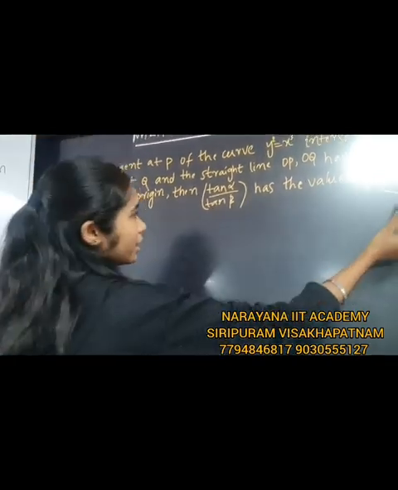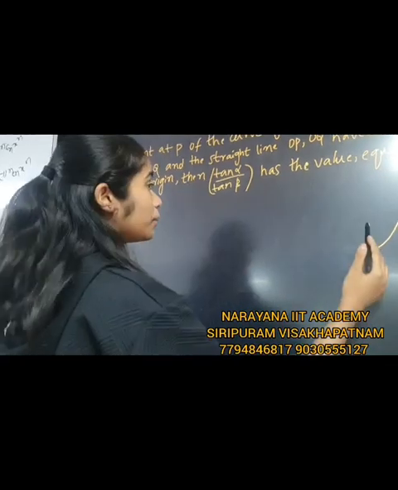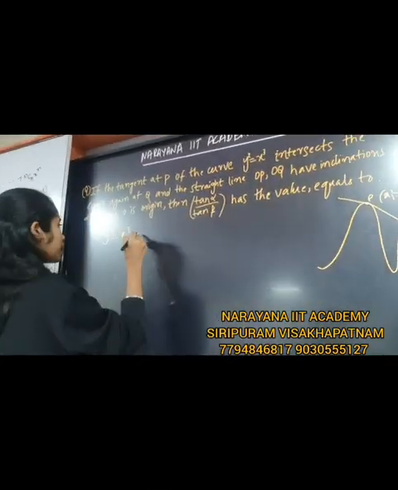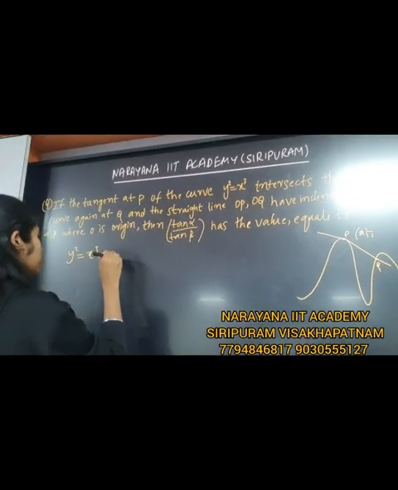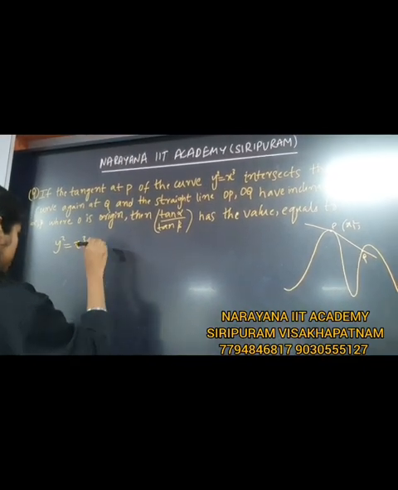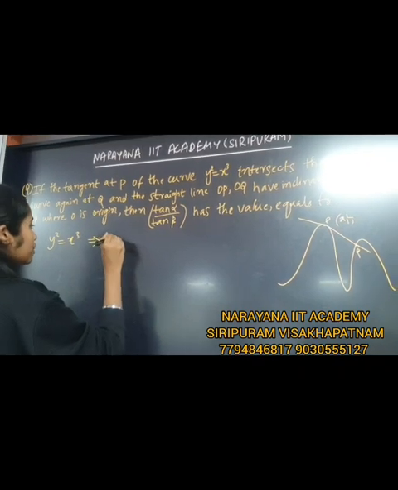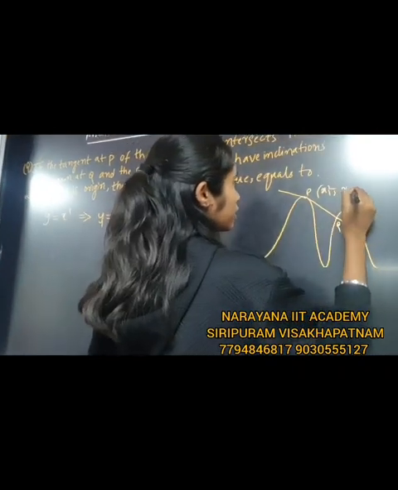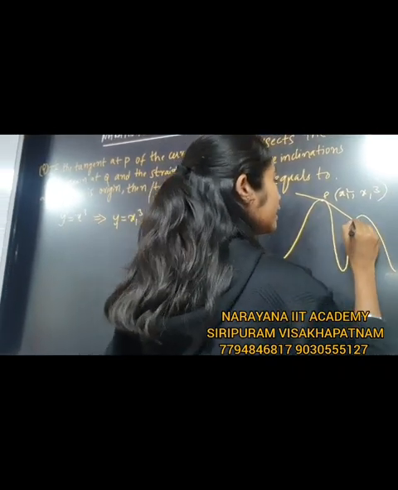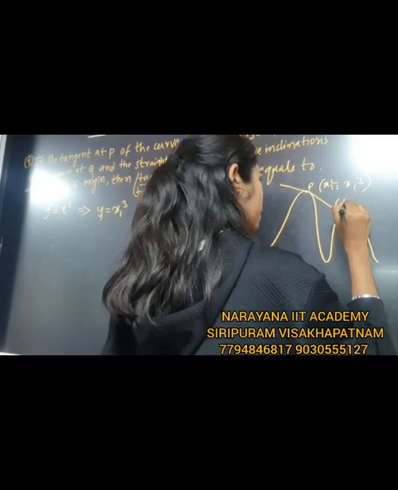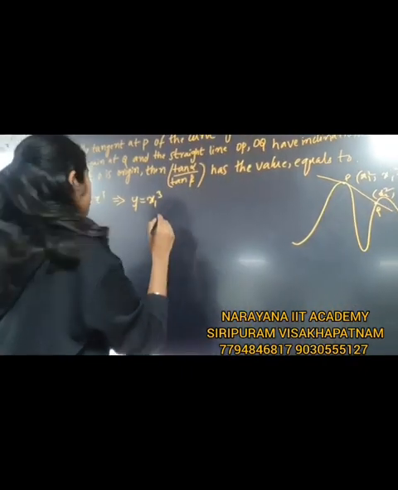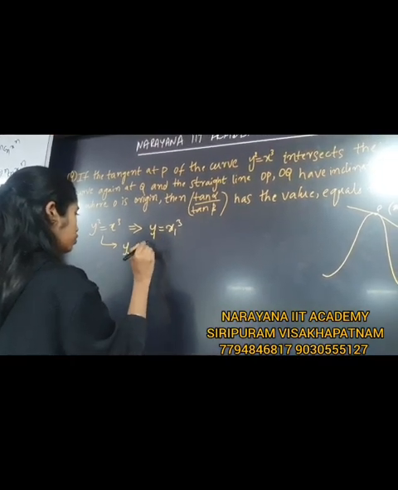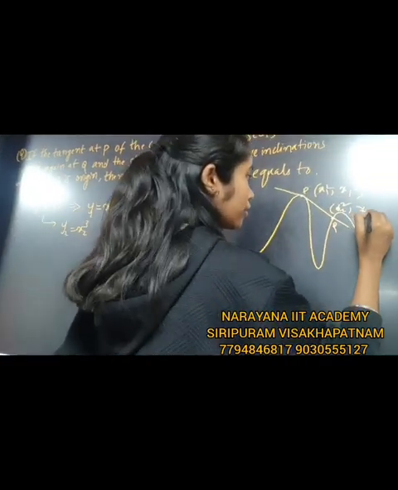Let the x coordinate of the point P be x1 square. Then from here we can say that y1 is x1 cube. So here the y coordinate is x1 cube, and let the x coordinate of the point Q be x2 square. Then from here we can say that y2 is x2 cube. So here the coordinate will be x2 cube.